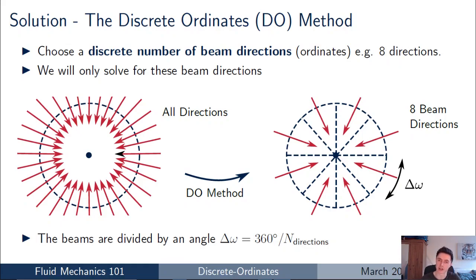And in the picture which you can see there on the right, I've chosen to show 8 beam directions only, and we assume that the radiation intensity is constant over that beam angle, which you can see there, which is given by delta omega. So this is really the trick with the discrete ordinates method: rather than having an infinite number of beams, we're only going to have a finite or discrete number of beam directions.